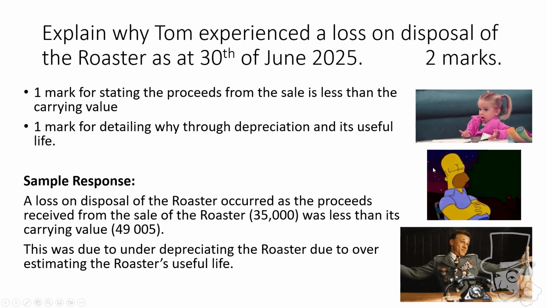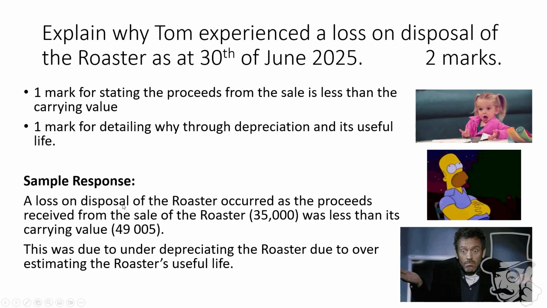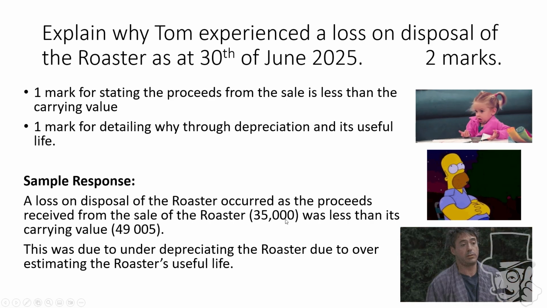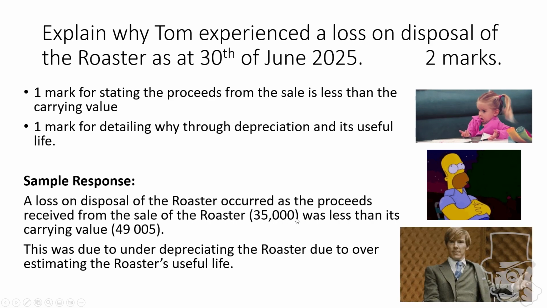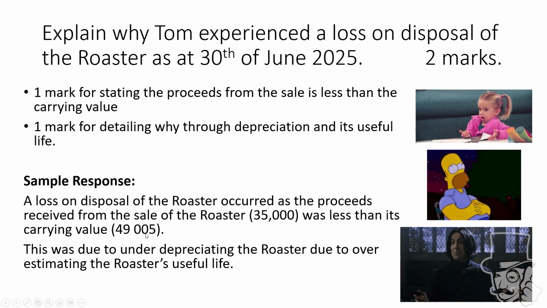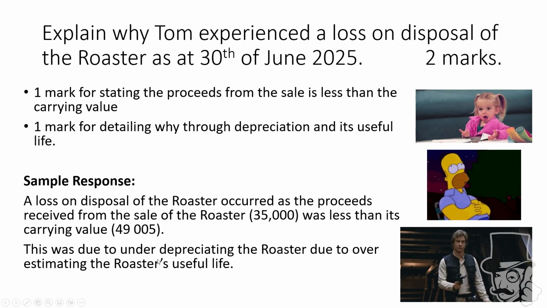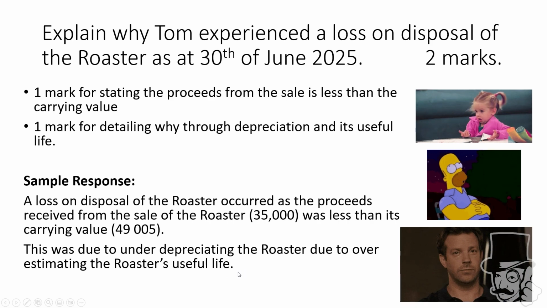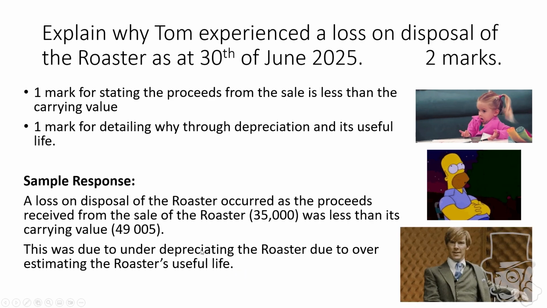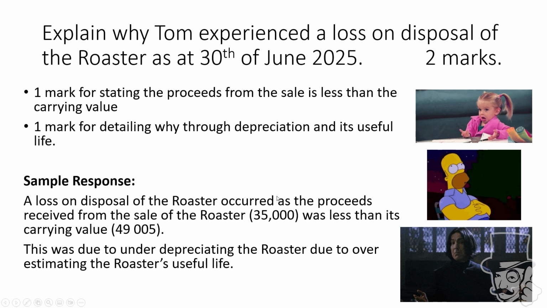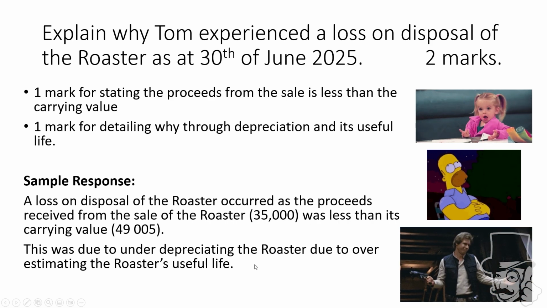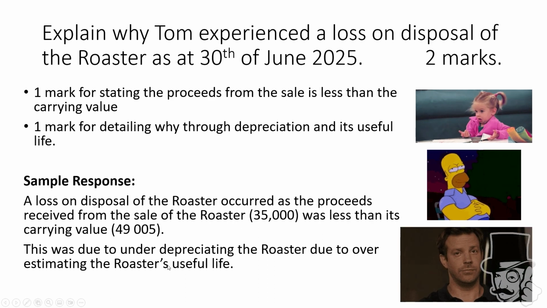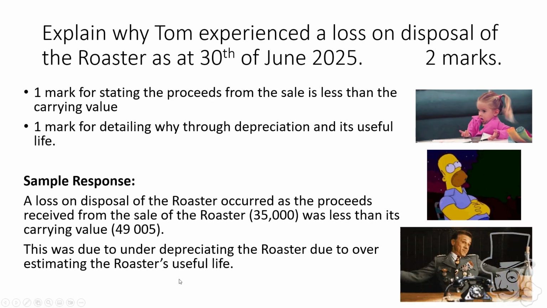So for this question, your answer will be as follows. A loss on disposal of the roaster occurred as the proceeds received from the sale of the roaster, 35,000, was less than its carrying value, 49,005. This is due to an under depreciation of the roaster due to overestimating the roaster's useful life. So if this was the opposite way, and you had to explain why we experienced a profit on the disposal of the asset, just say that we over depreciated the roaster due to underestimating the useful life of the roaster.